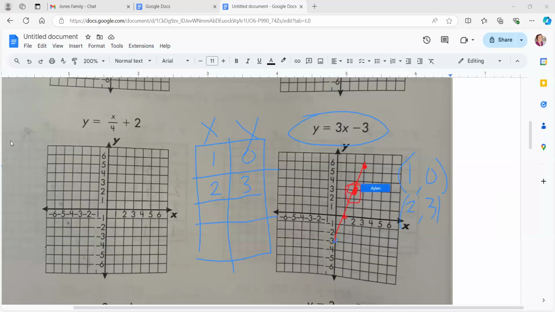Okay, what about if x is 0? And then we'll do -1. If x is 0, what's y? 0? Nope. If x is 0, you'll have 3 times 0, take away 3. Nope. It's 0, take away 3. -3. Good. So 0, -3, that's my blue point. Do you see that on the graph?